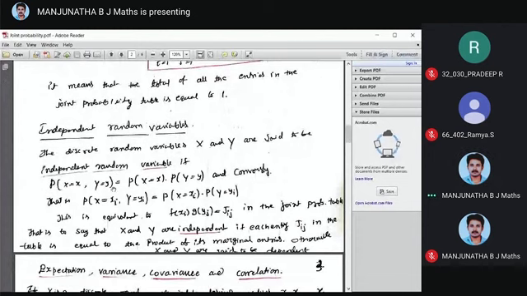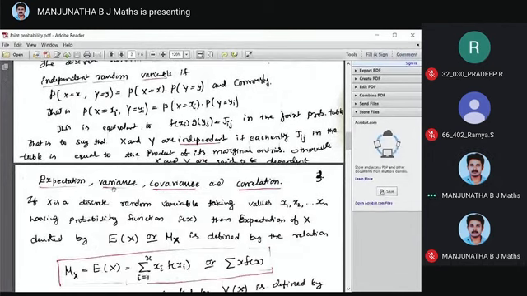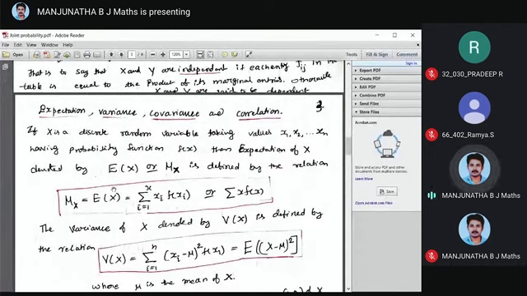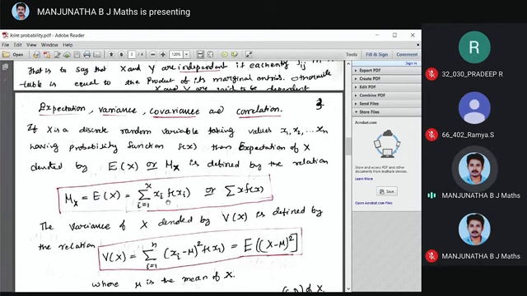See, okay, the definition is this. Now expectation. What is the expectation of x? Expectation of x is defined as mu x. It is denoted by mu x also, E of x or mu x. Mu x equal to expectation of x equal to summation i running from 1 to n, xi into f of xi. That is the same definition.